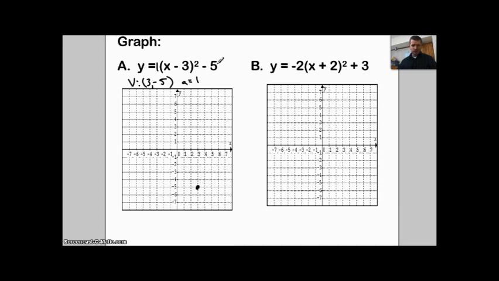And then we're going to do our 1a and 3a. So 1a, 1 times 1 is 1, and 3a, 3 times 1 is 3. So we'll go over 1, up 1, and then over 1 and up 1, 2, 3. Over 1, up 1, over 1, up 1, 2, 3.